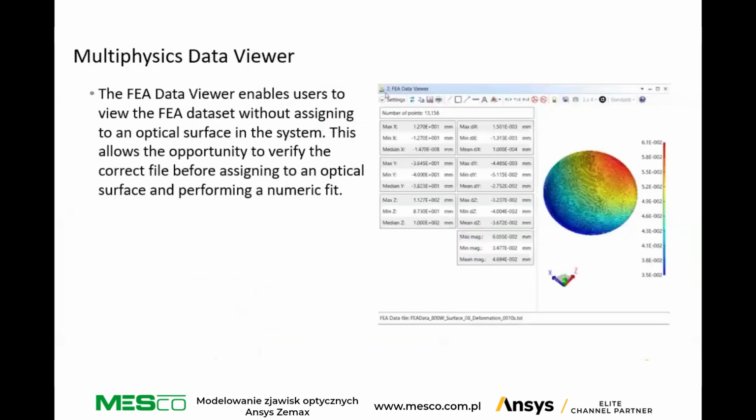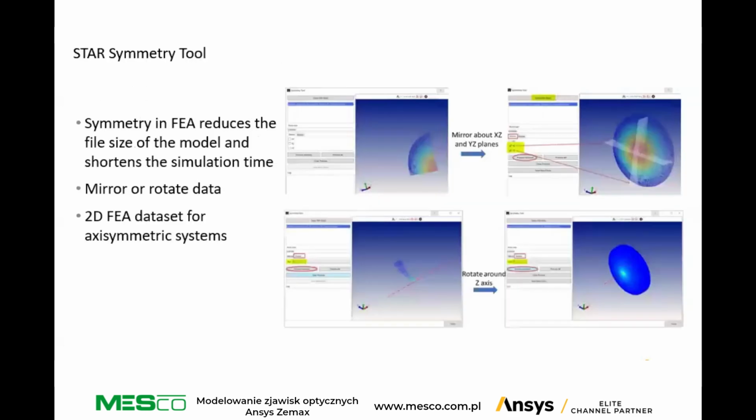So this is the multiphysics data viewer. This is a tool that you can use to review the data set without assigning it to an optical surface in the system. So this is basically to verify that you are using the correct file and the file is fine and doesn't have any error before assigning it to your optical surface and before performing a numeric fit.